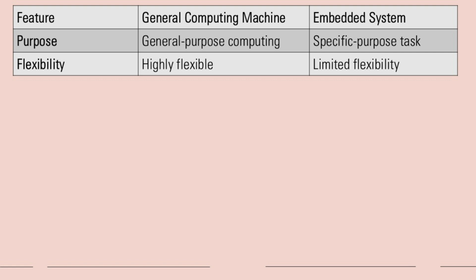Moving to the second point: flexibility. General computing machines are very flexible. You can install different types of software based on your need. But embedded systems have limited flexibility. They are usually fixed function and can't be easily reprogrammed.